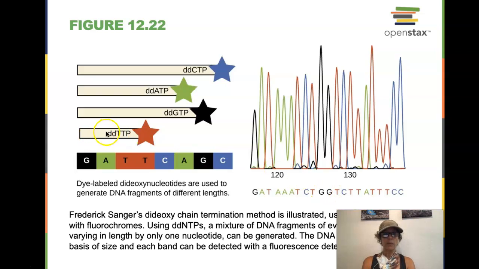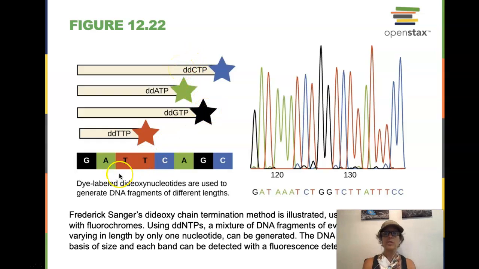The way this is set up is you have 4 test tubes. In this test tube, you would have 3 normal nucleotides. Your 4th one would be a dideoxythymine, and it's got a fluorescent label that's red on it. This one would have normal A, C, and T, but would have a dideoxy G with a different color on it. This tube would have normal C, G, and T, but its A's would be dideoxy. Normal G, A, and T, but its C's are dideoxy.